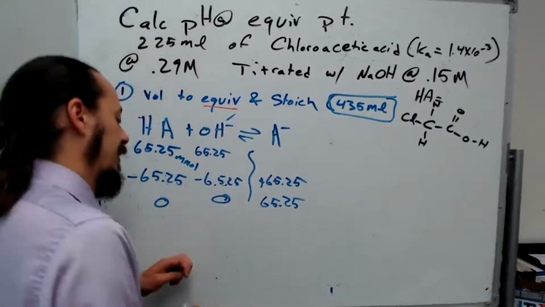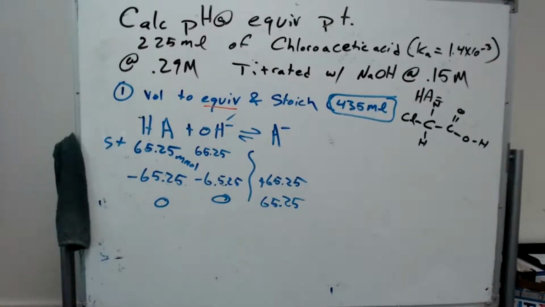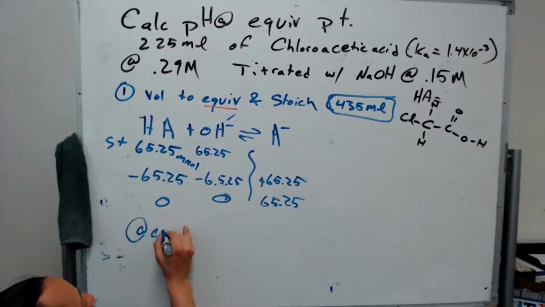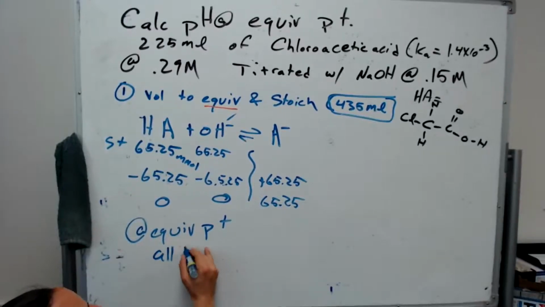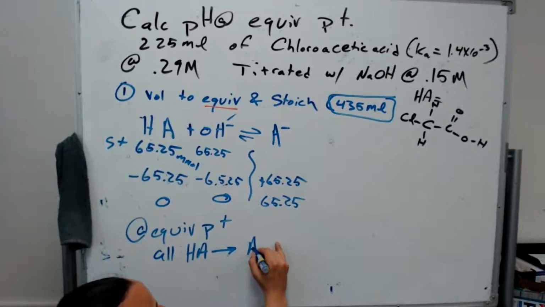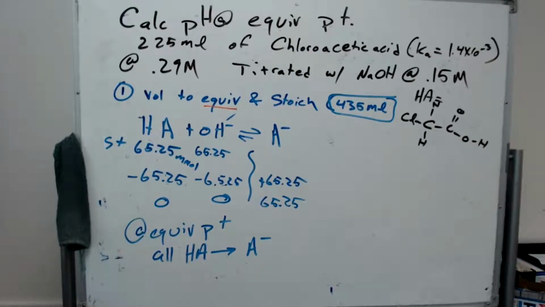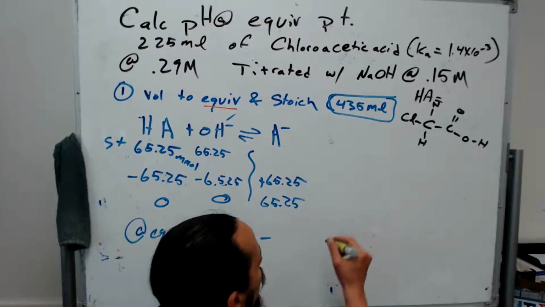At the equivalence point, this is kind of a nice shortcut. At the equivalence point, all of your HA goes to A minus, and that's all you've got left. Every time we go to the equivalence point, we actually don't need to do the stoichiometry table. We just need to know that we have 65.25 moles. We just need the number of moles of weak acid we started with. Or if we were doing weak base titration, the amount of weak base we started with, right? Every time.